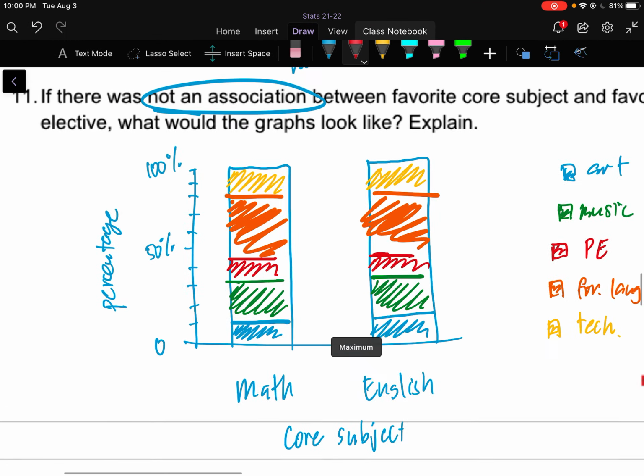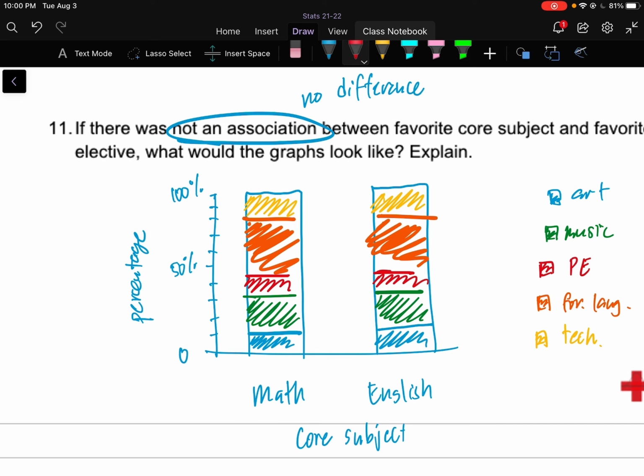But in this example here, knowing whether somebody likes math or English gives us no information about what elective they like, because the segmented bar graphs indicate that math and English people like the 5 electives at roughly the same percentages. So here's an example of no association. Knowing a core class gives us no helpful information about what elective people like.